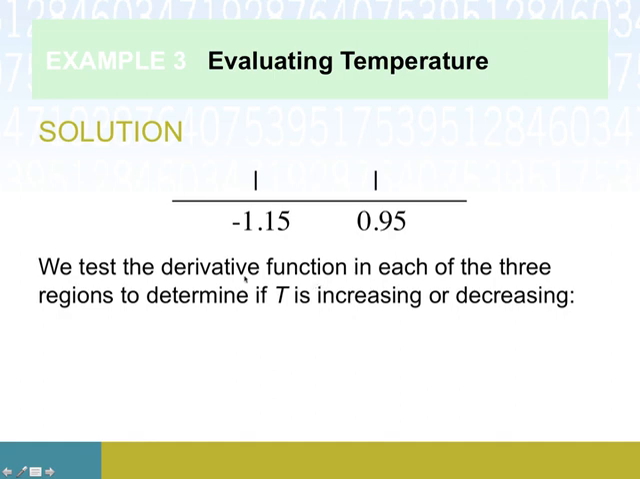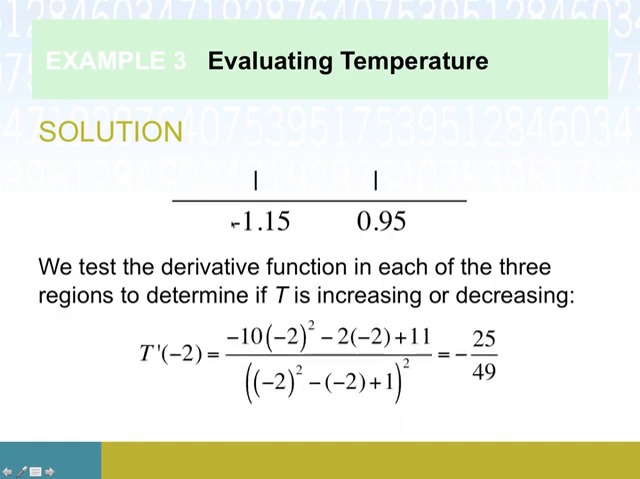Okay, so it doesn't matter what point we pick, but if we pick something from a value to the left of -1.15, we're going to pick -2. Again, I like picking whole numbers because they're easier to compute with, but it doesn't matter. We could have picked -3, -10, anything over on the left side here. So what we come up with is that, but again, the most interesting characteristic of this is simply that it's negative. So what that should imply for us is that T is decreasing on this leftmost interval.